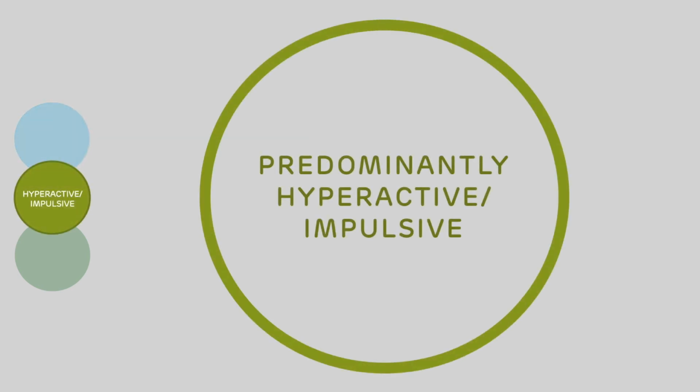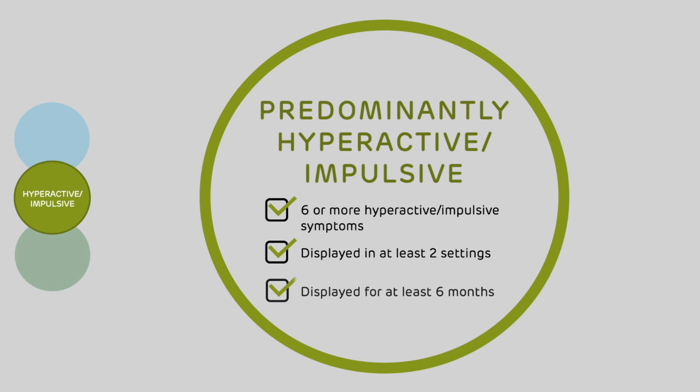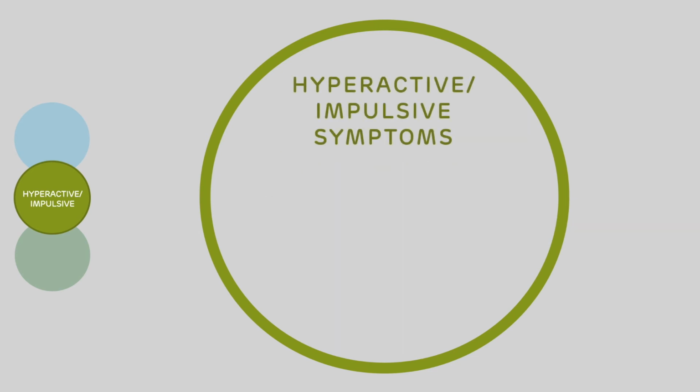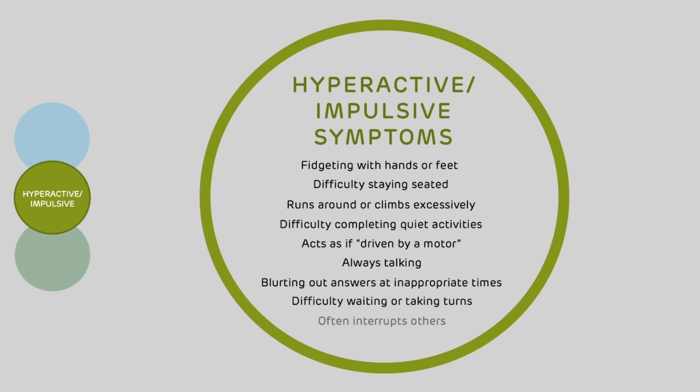The second subgroup is the predominantly hyperactive/impulsive presentation. This presentation has similar criteria to the first. Your child should have 6 or more symptoms displayed in 2 different settings for at least 6 months. The symptoms they could experience are constant fidgeting, tendency to get up and leave their chair during class, running or climbing in inappropriate situations, the inability to complete relaxing activities quietly, acting as if they are driven by a motor, always talking, blurting out an answer before the appropriate response time, difficulty waiting for their turn, and often interrupting others.